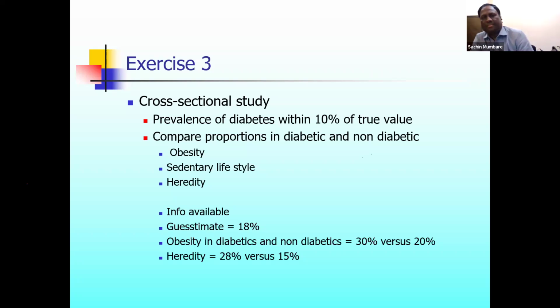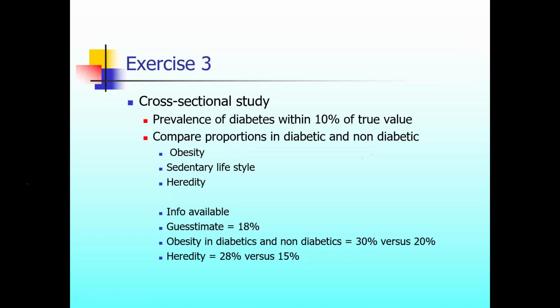Suppose, how will you proceed? What will you do? First of all, estimate the proportion, then estimate for the risk factor. How much is the sample size required for estimation of proportion? 57. Yeah, that's correct.